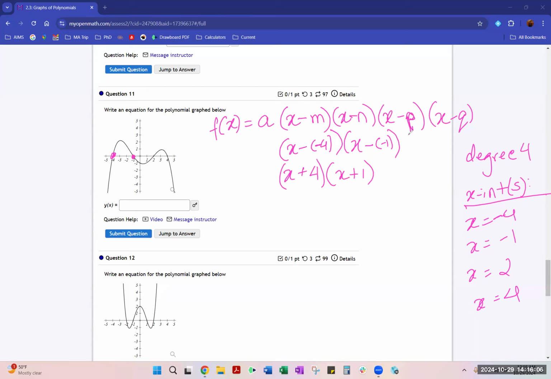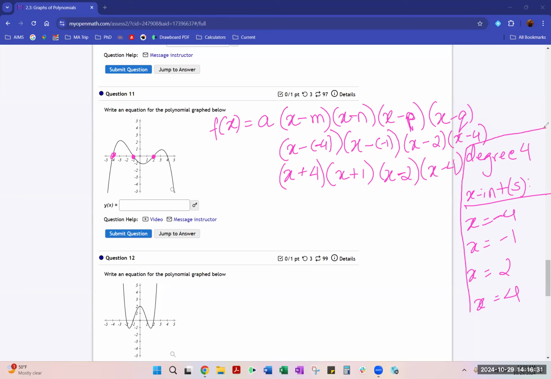Then we have x equals 2, so this guy can be x minus 2, and this one, of course, will just end up staying as x minus 2, which would, of course, represent the third x-intercept from the left. And then the last one would be x minus 4. And, obviously that would also end up staying as it is, and you would end up with x minus 4.